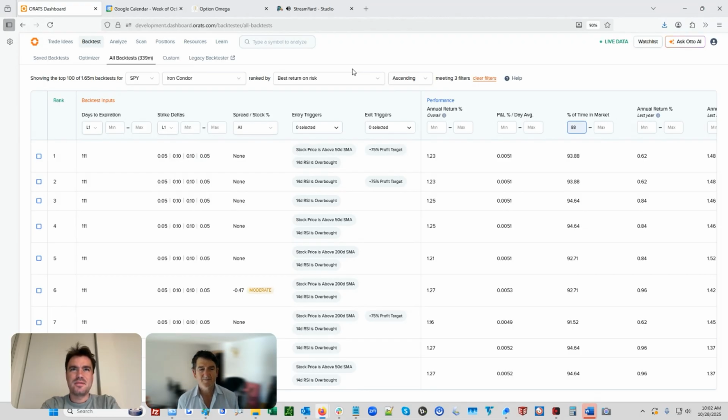Yeah, the concept of the backtest finder is so interesting to me. When I was first getting into options many years ago, there was nothing like this in this space. And so, this is very unique to ORATS and very unique in the industry.